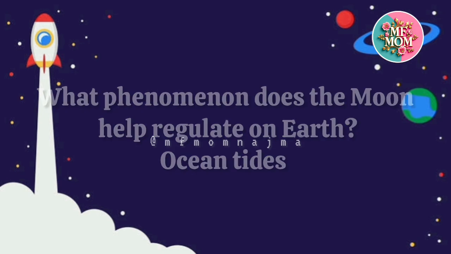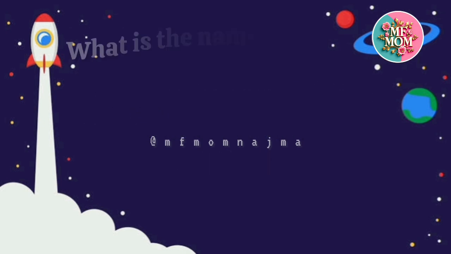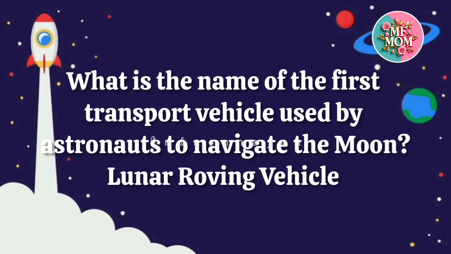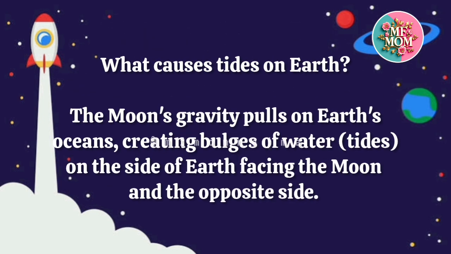What phenomenon does the moon help regulate on earth? Ocean tides. What is the name of the surface layer of the moon? Regolith. What is the name of the first transport vehicle used by astronauts to navigate the moon? Lunar roving vehicle.